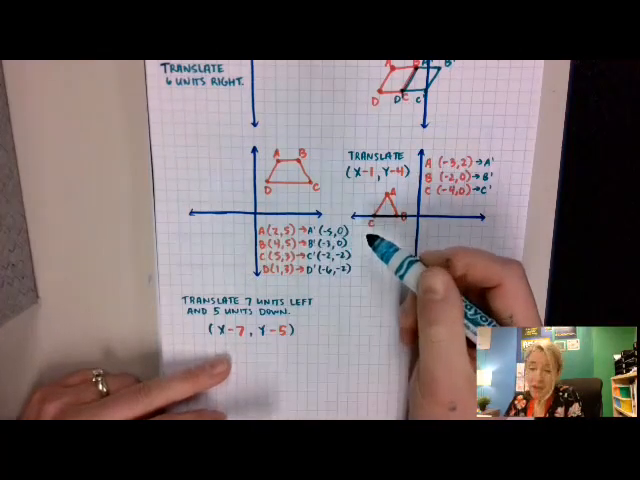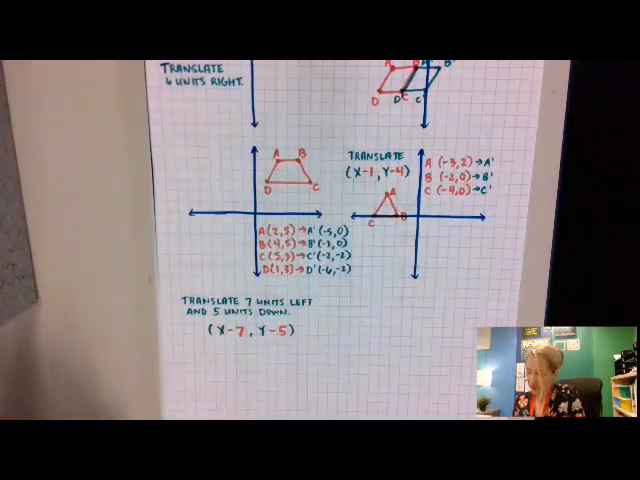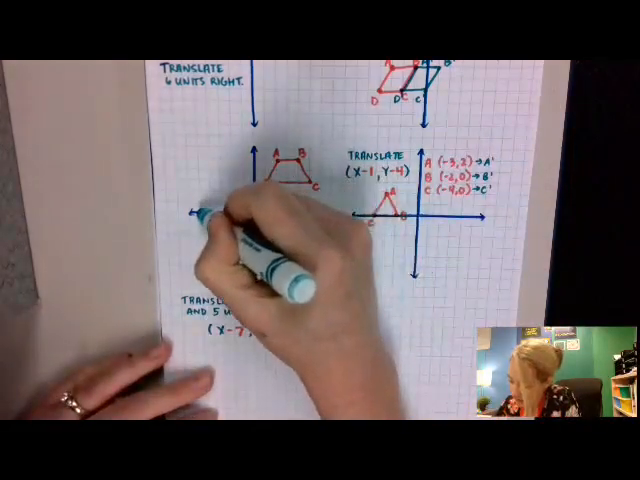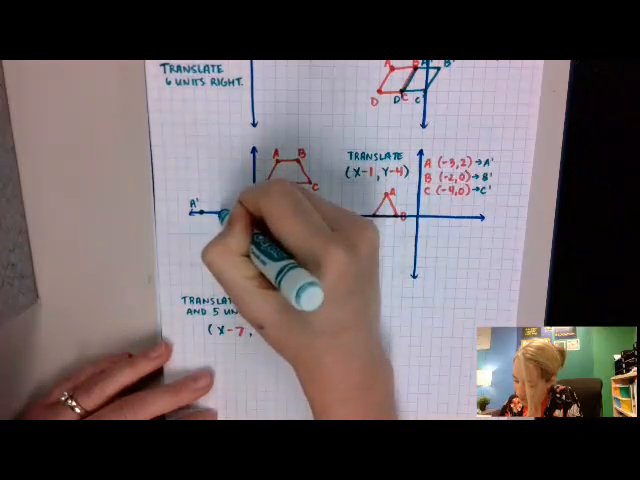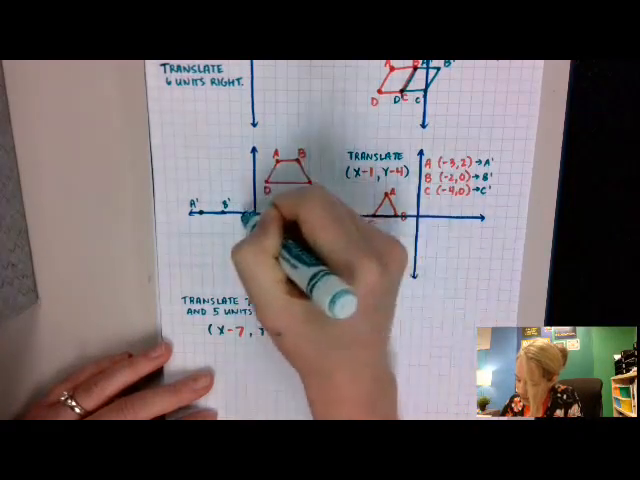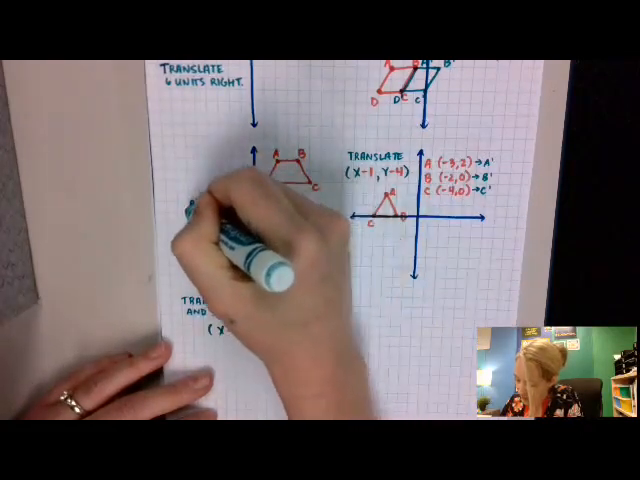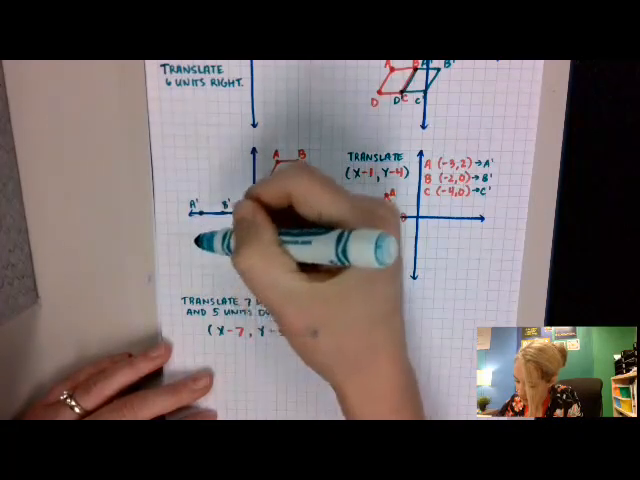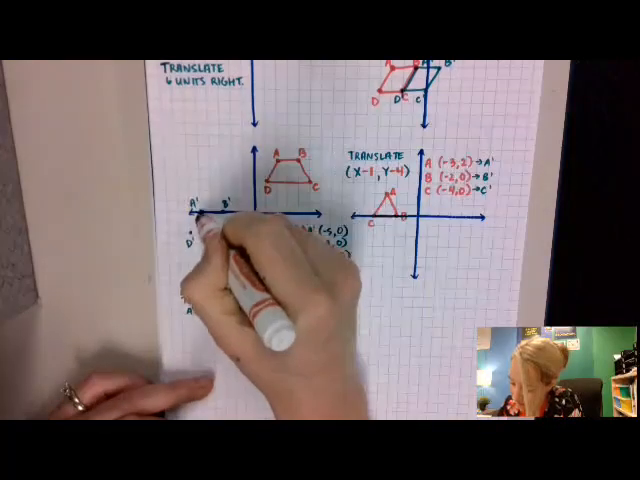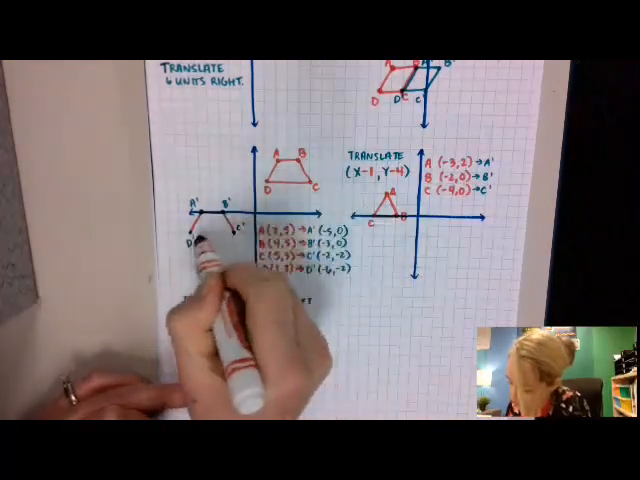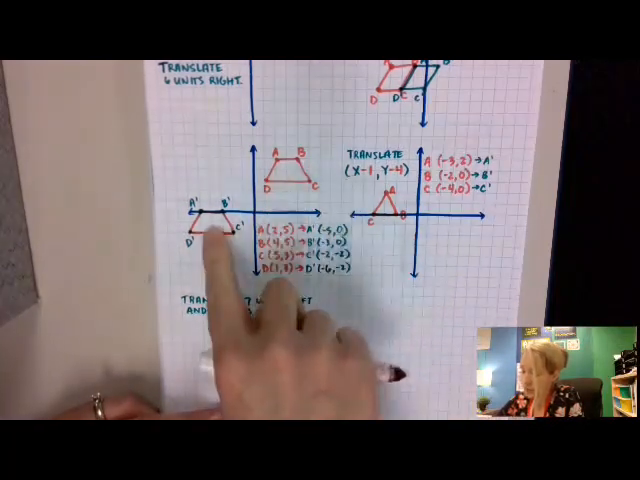So I could just plot those points really quickly and say, okay, let me get a different color here. Negative 5, 0 is going to be my A prime. Negative 3, 0, B prime. Negative 5, negative 2, C prime. And negative 6, negative 2 is my D prime. And I can go ahead and connect those dots for my new image. So we've got our pre-image and our image, and we could do it visually or with the math.